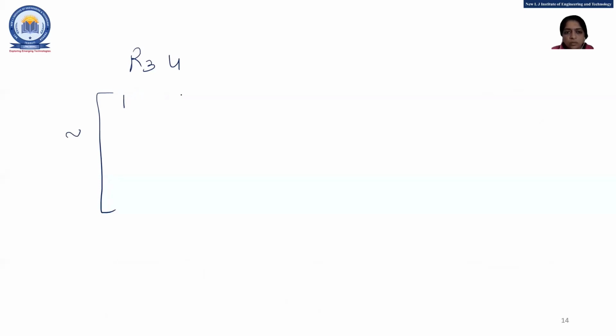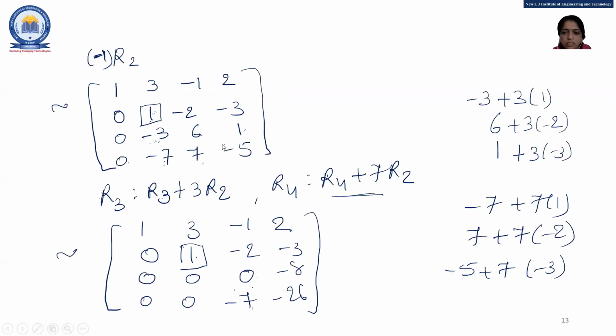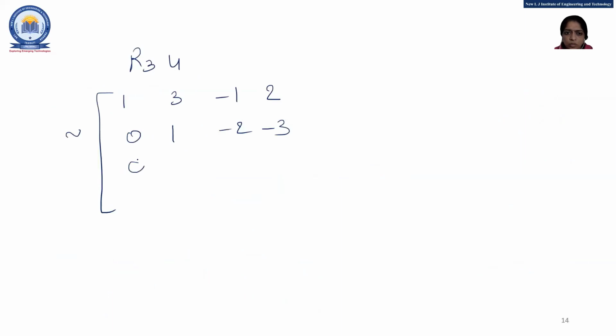matrix is 1, 3, -1, 2. This is 0, 1, -2, -3. And by interchanging, see, both are the same. The first and second rows are the same. By interchanging the third and fourth rows, 0, 0, -7, -26 in the third row. And our fourth row is 0, 0, 0 and -8, right?